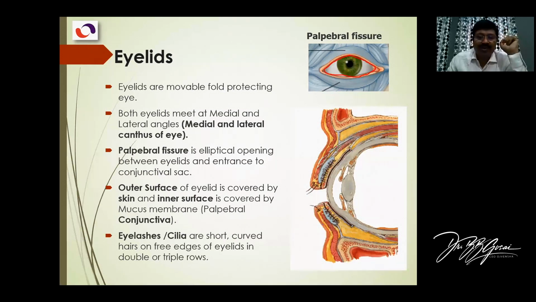When you see the structure of the eyelid, which I have mentioned in the next slide, you can see that the outside is formed by the skin. This is the skin. And the inner side, this line, this one is the conjunctiva. Conjunctiva is a covering for the eyeball also. It is the outer part of the eyeball and also covers the eyelid.